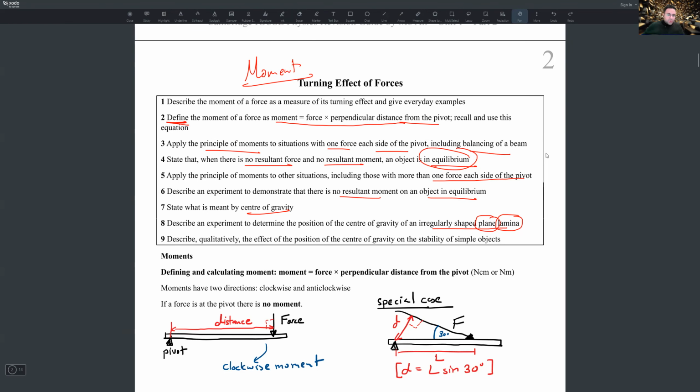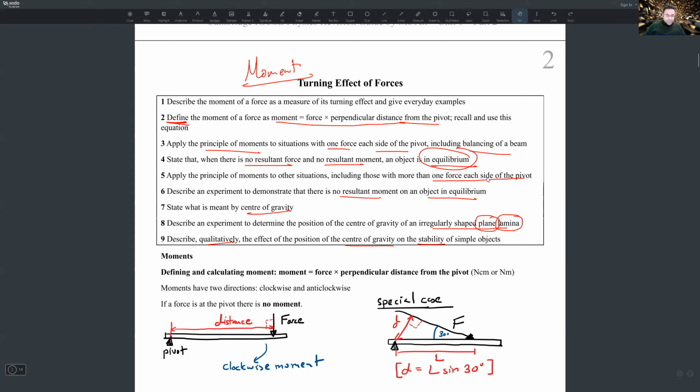And describe qualitatively, meaning with no numbers, the effect of the position of the center of gravity on the stability of simple objects. So what makes an object more stable and what makes an object less stable?